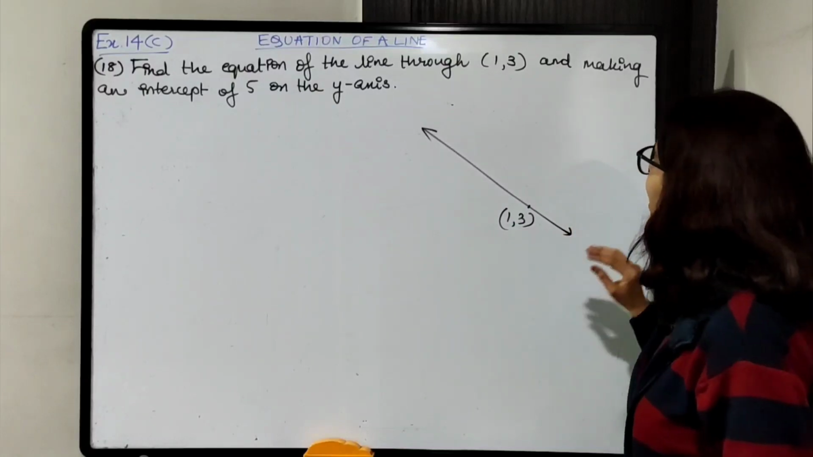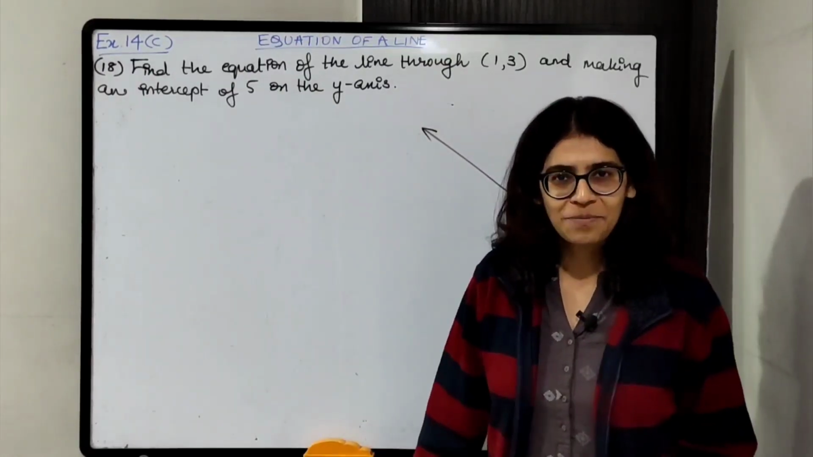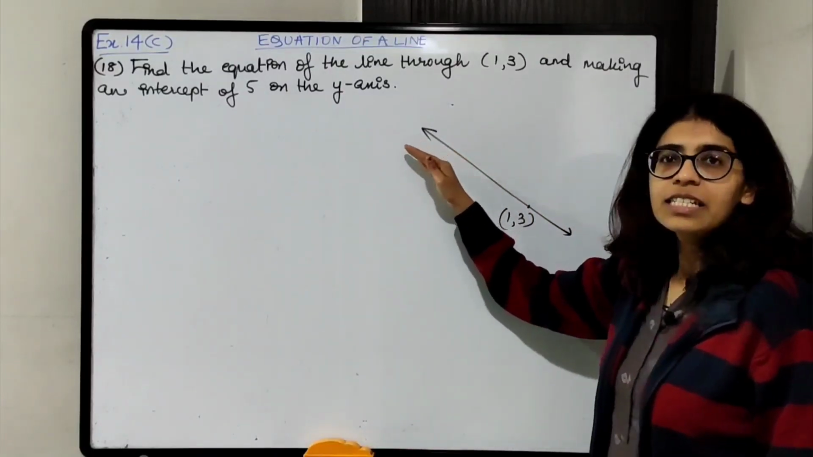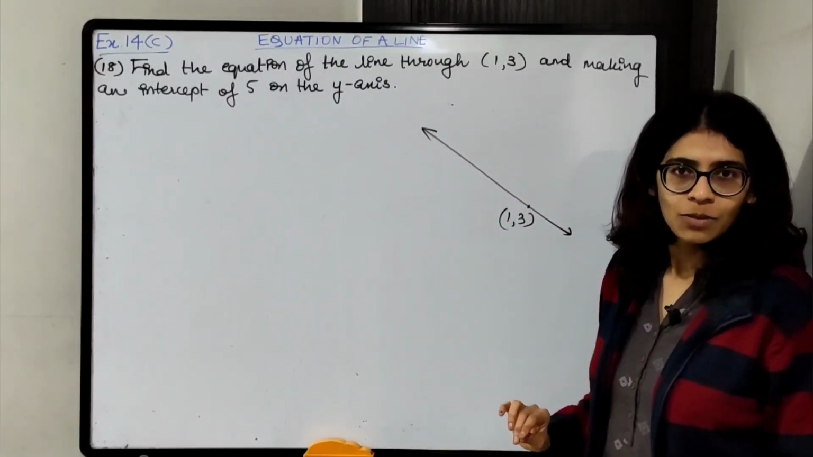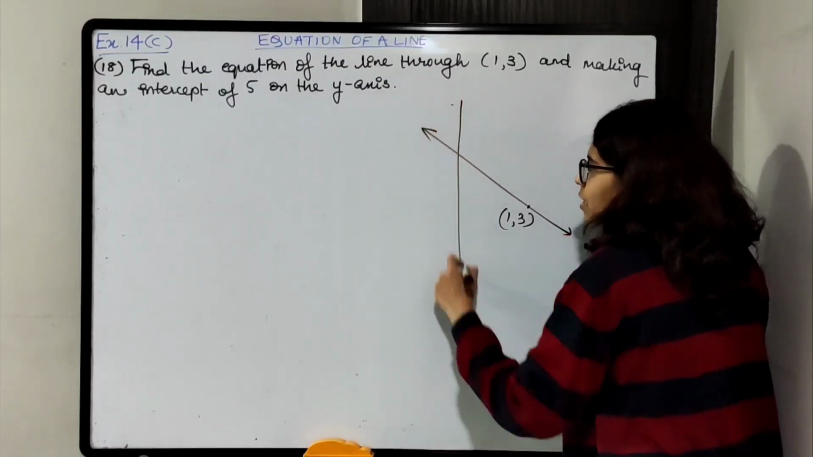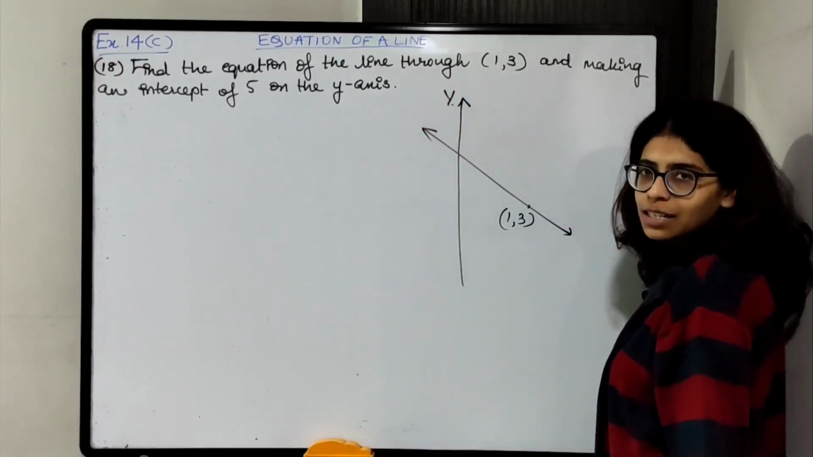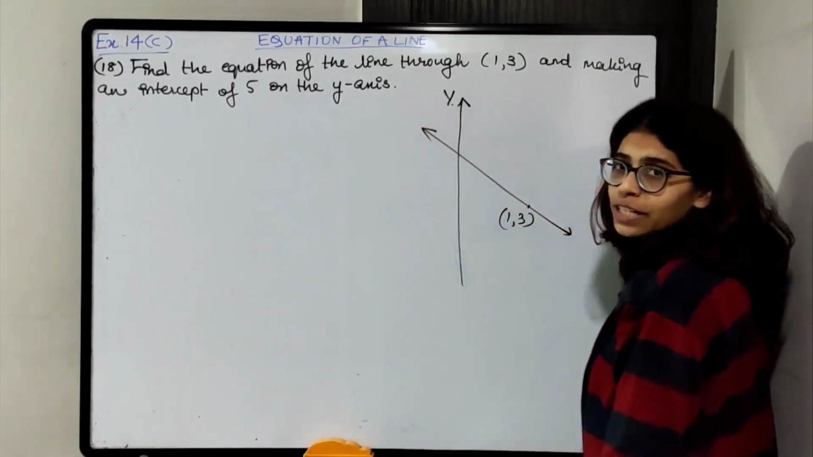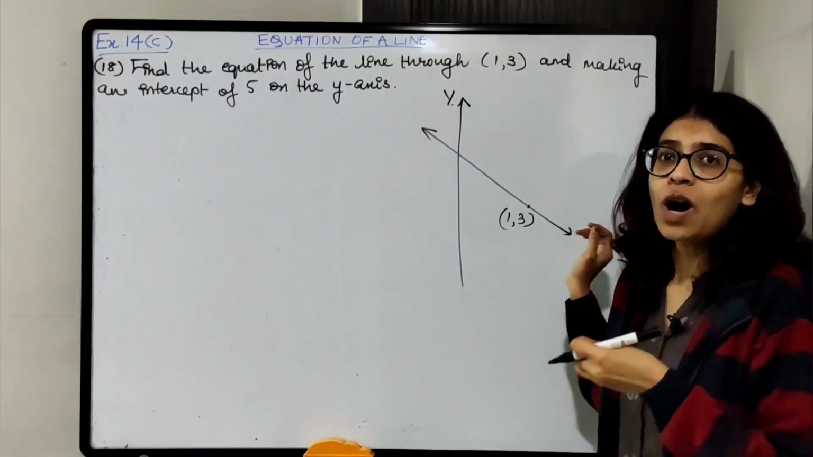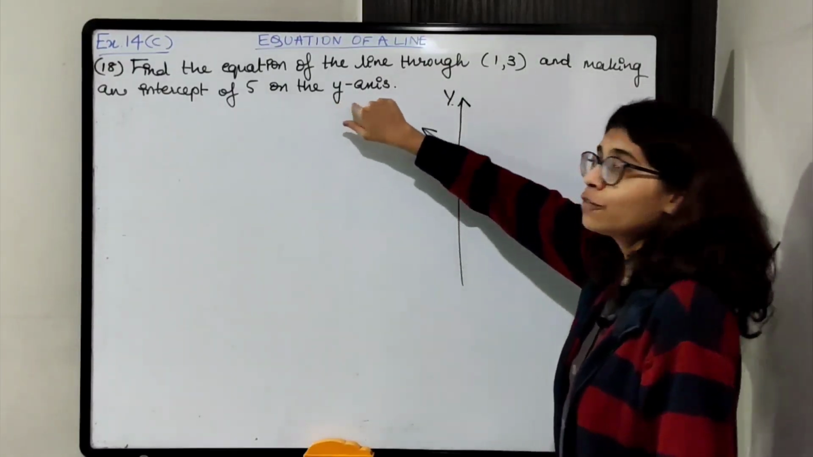And it is making an intercept of 5 on the y-axis. This line is cutting the y-axis, so it is meeting the y-axis at 5. That is, the y-intercept is 5, because it is told an intercept of 5 on the y-axis.